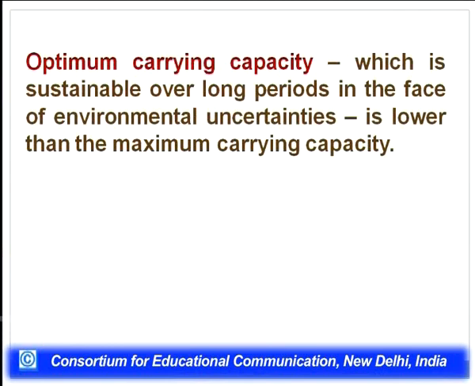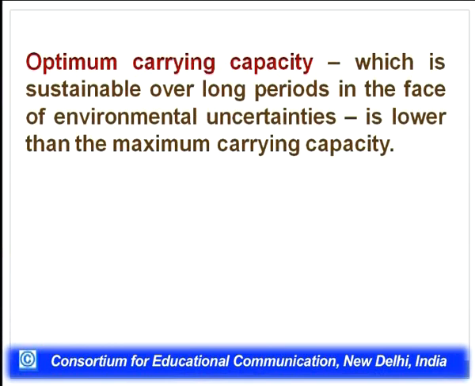In the ecosystem, the optimum carrying capacity is generally what we talk about. The optimum carrying capacity, which is sustainable over long periods in the face of environmental uncertainties, is lower than the maximum carrying capacity. We'll look at the growth curve and we will see that the maximum carrying capacity is the maximum number of individuals, for example, an ecosystem can hold.